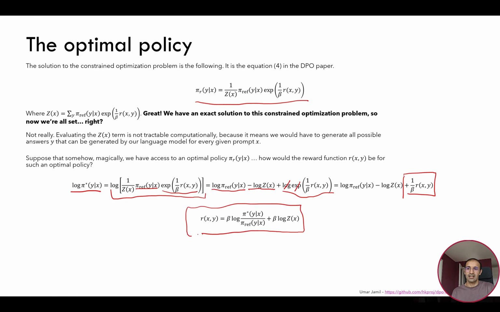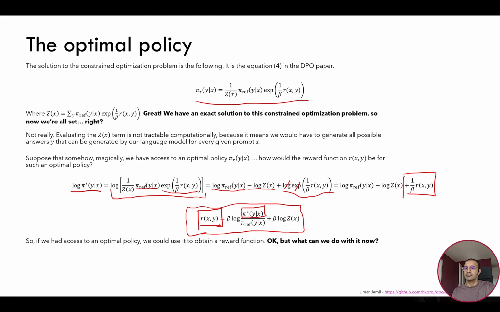So we can calculate r of x and y with respect to an optimal policy that we think we have access to. We do not have access to it, but we pretend we have access to it. Okay, so there are two things that we do not have in this expression. We do not have the optimal reward model, and we do not have the optimal policy. But we pretend that we have the optimal policy. Why? Let's see the next step that they do in the DPO paper.